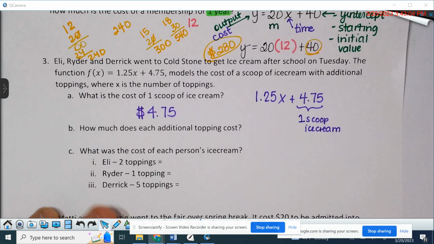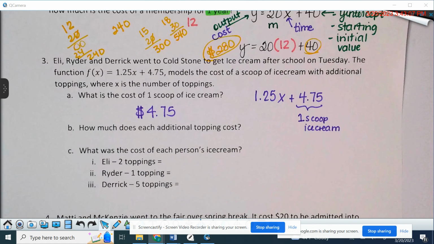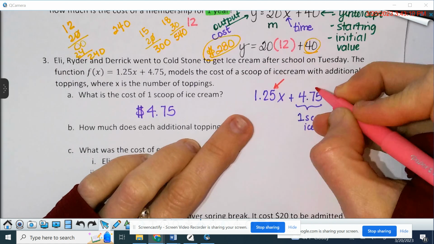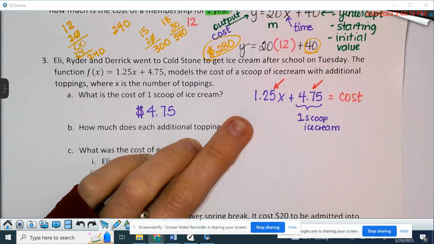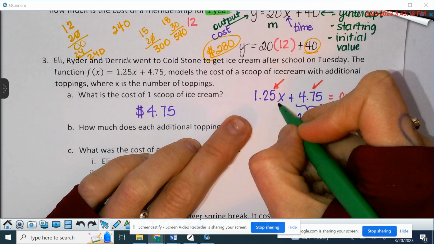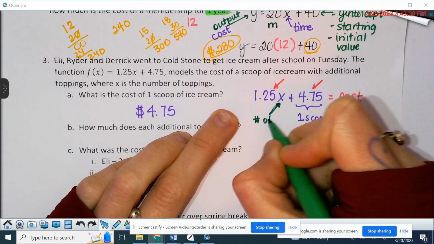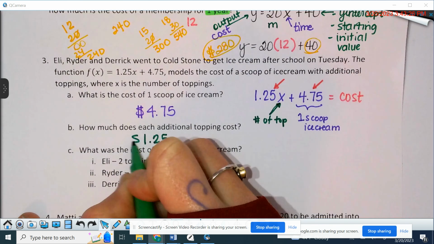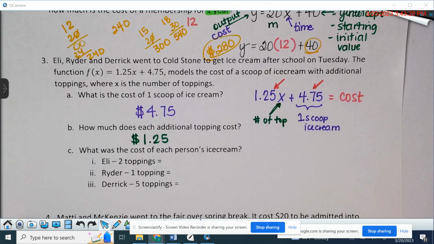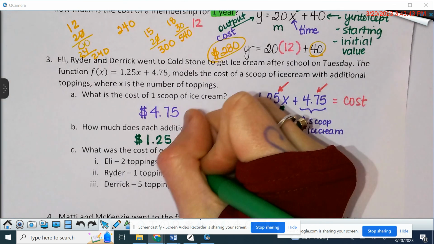Yeah, $1.25 per topping. So again, if you see it, this is money, which is going to give us our cost for our ice cream. And x in this case is going to be the number of toppings. So how much does each cost? That's that 125 because it's in front of the x, because it is that slope. Good. So if Eli bought ice cream with 2 toppings, how much is his ice cream going to cost? Good. $7.25. Excellent. And you just plugged in the 2 in the place of x.